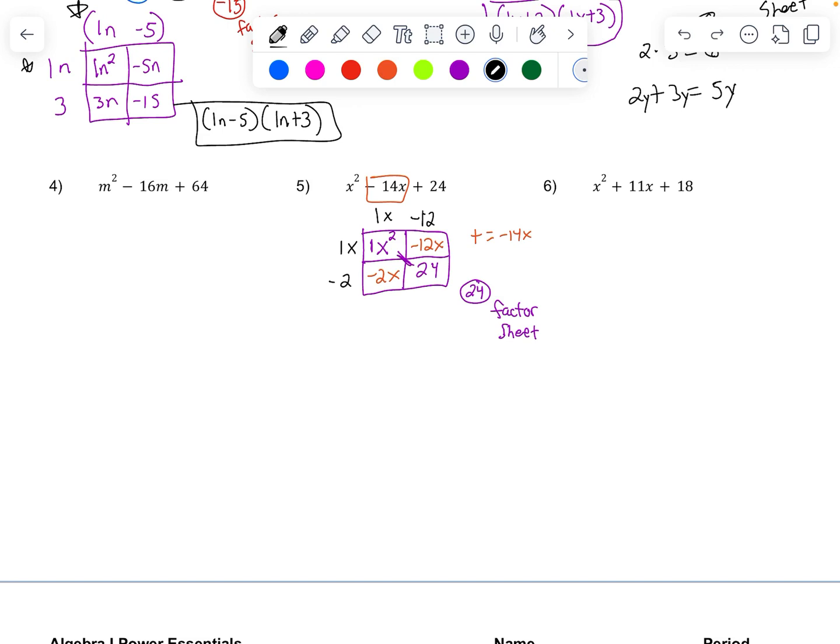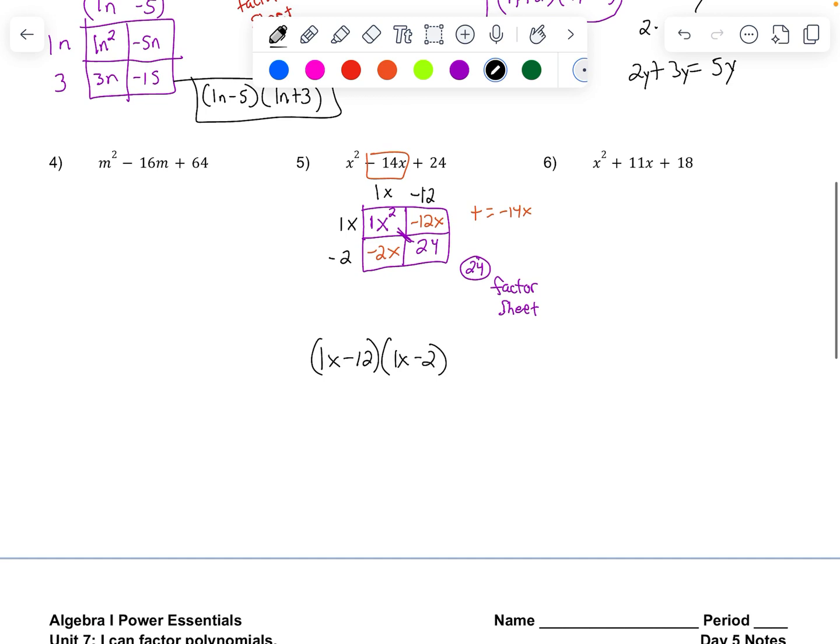So write your answer as the product of two binomials. So I have 1x minus 12, and I have 1x minus 2. Okay? All right.